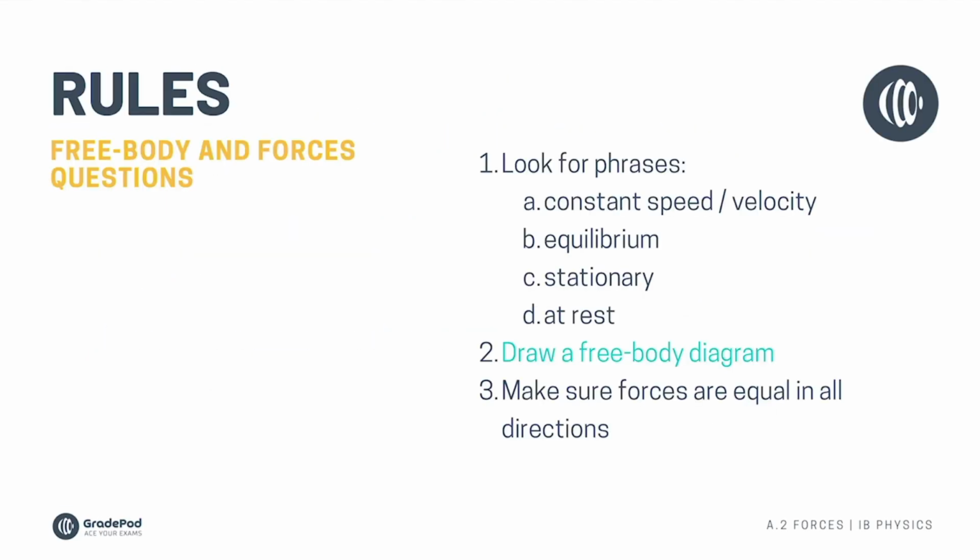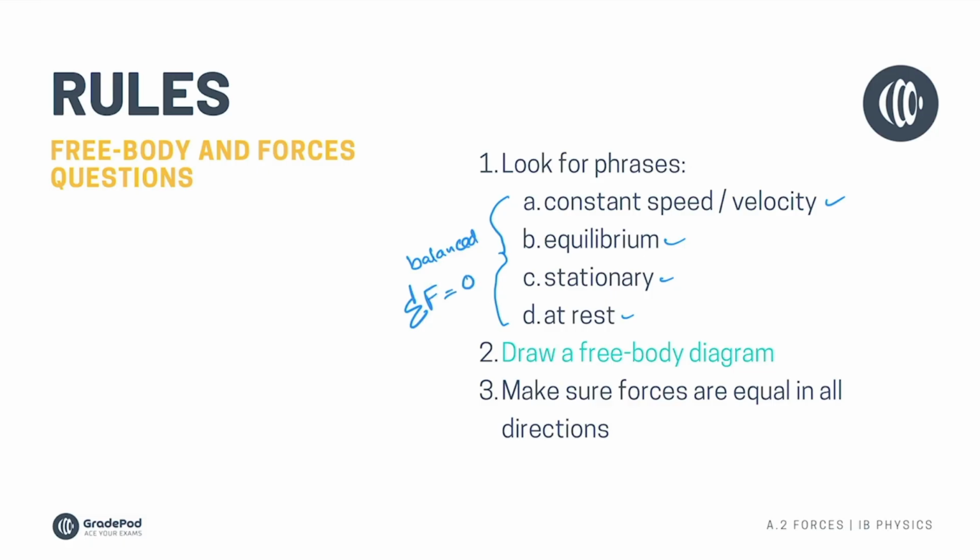Here are the rules for free body diagrams and forces questions when we're looking at translational equilibrium. Look for the phrases constant speed or velocity, equilibrium, stationary, at rest. At that point, you know all the forces are balanced, or the resultant force is equal to 0.